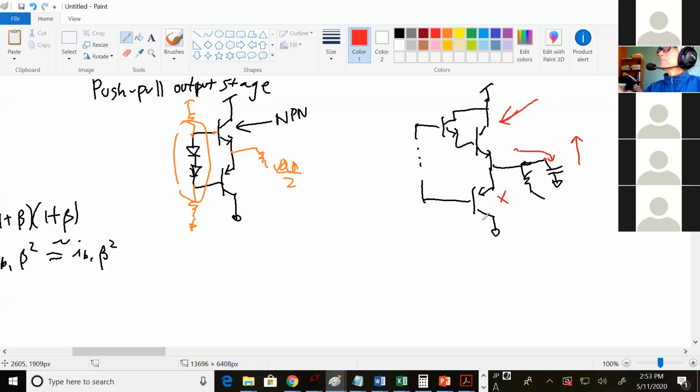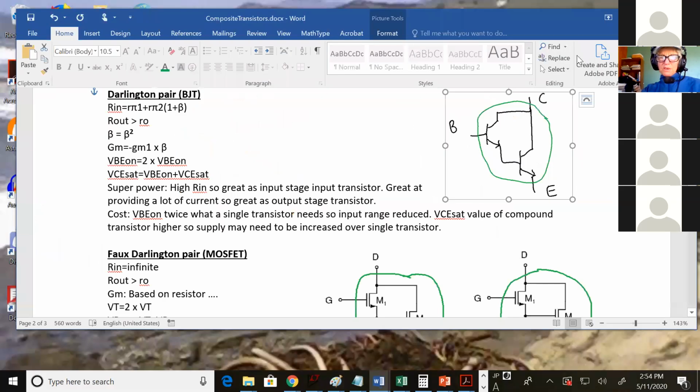Would it hurt to have it on bottom too? Nope, not at all. The one thing is that to turn this on, so that's the good thing. We saw the good thing about Darlington pair is it gives you lots of current, but what voltage do you need between the base and the emitter to make sure both of these are conducting? 1.4. Yeah, you need a VB on to get from the emitter.